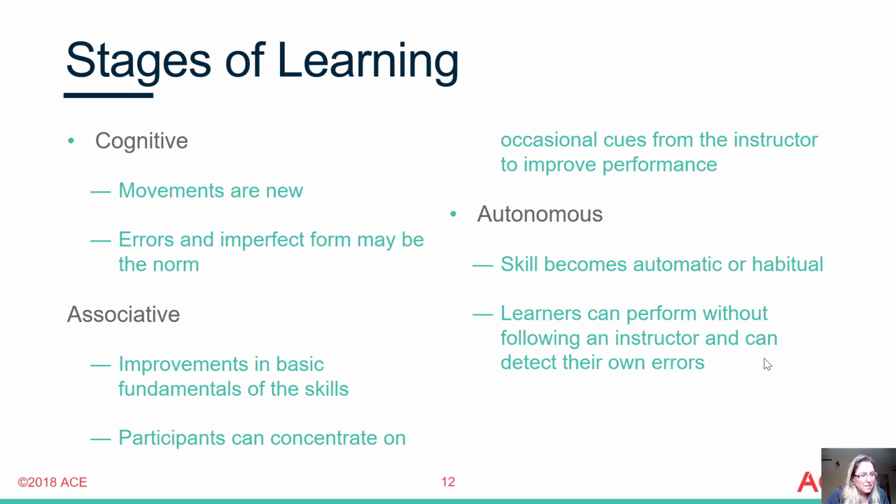And those folks who are in the autonomous stage, those people are where the skill becomes automatic or habitual. They can do the move before you even cue it, right? They're a step ahead of you. They could probably stand and teach the class for you. They're those regulars that are there every day. These learners can perform without following an instructor and can detect their own errors and correct them on their own. These are the folks who tend to gravitate to the front of the room.